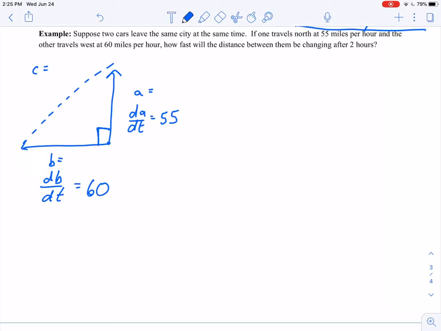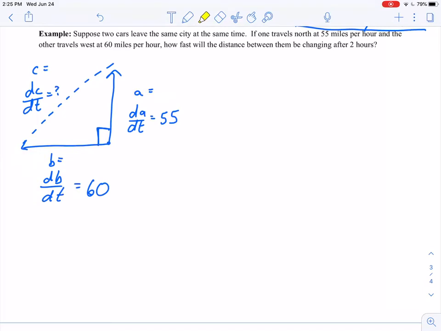And let's see, I would like to know how fast the distance between them will be changing. So what is dC over dt here? That's what I'm trying to find out. This is perhaps a little bit weird, because we don't know what A is, we don't know what B is, we don't know what C is.